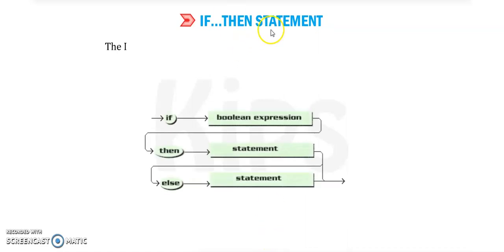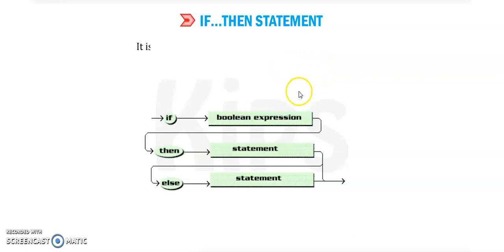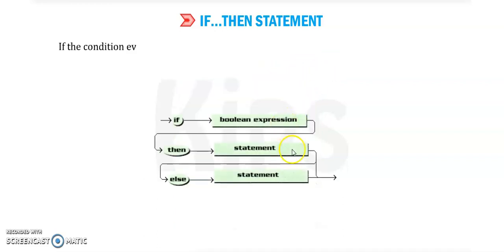First is the if then statement. The if then statement is the most basic type of control statement. It is used for making decisions based on comparisons. Comparisons are made with the help of relational operators. I have explained all the relational operators, so we will use these operators with the if then statement.